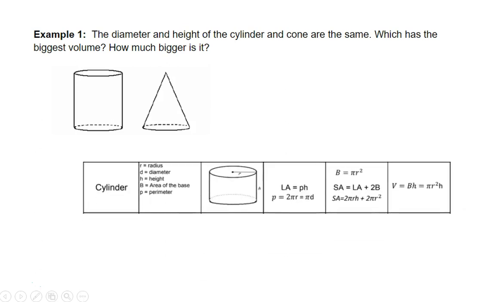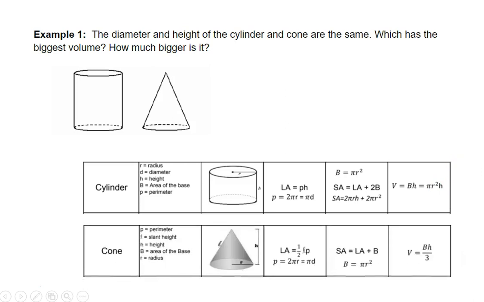So we'll need the formulas. Here are all the formulas for the cylinder, and we're going to focus on the volume formula, which is the volume equal to capital B, the area of the base, which is pi r squared, times the height of the cylinder. So the volume of a cylinder is pi r squared times the height. The volume of a cone is equal to capital B, the area of the base, times the height, and then divided by 3, which will give us an insight as to how much bigger one is than the other.